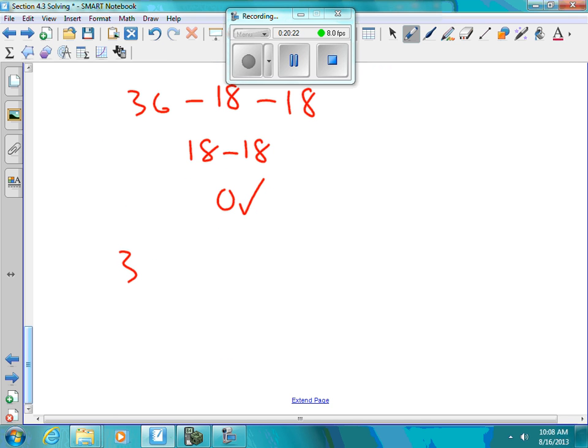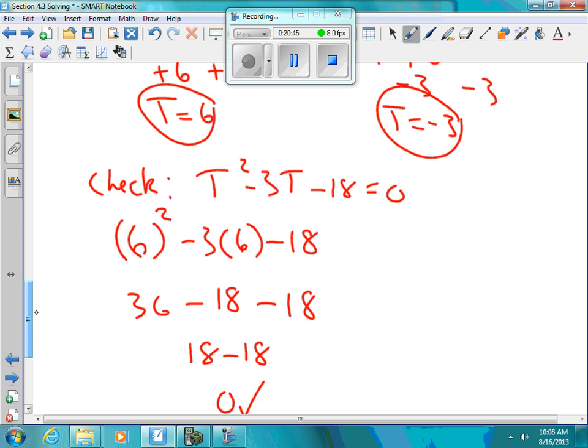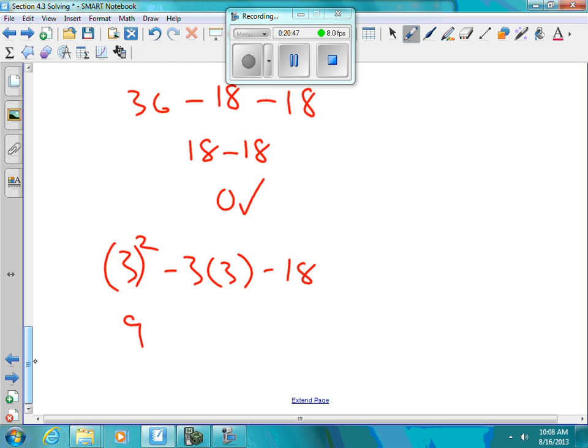Now I do the same thing for 3. I plug 3 in for t. 3 squared minus 3 times 3. Now can I put this in my calculator? Yes, I can. It would be the same thing. 3 squared is 9 minus 3 times, oops, it's a negative. This should be negative 3. My fault. Got going fast here. It's a negative 3. That's still positive 9 though.